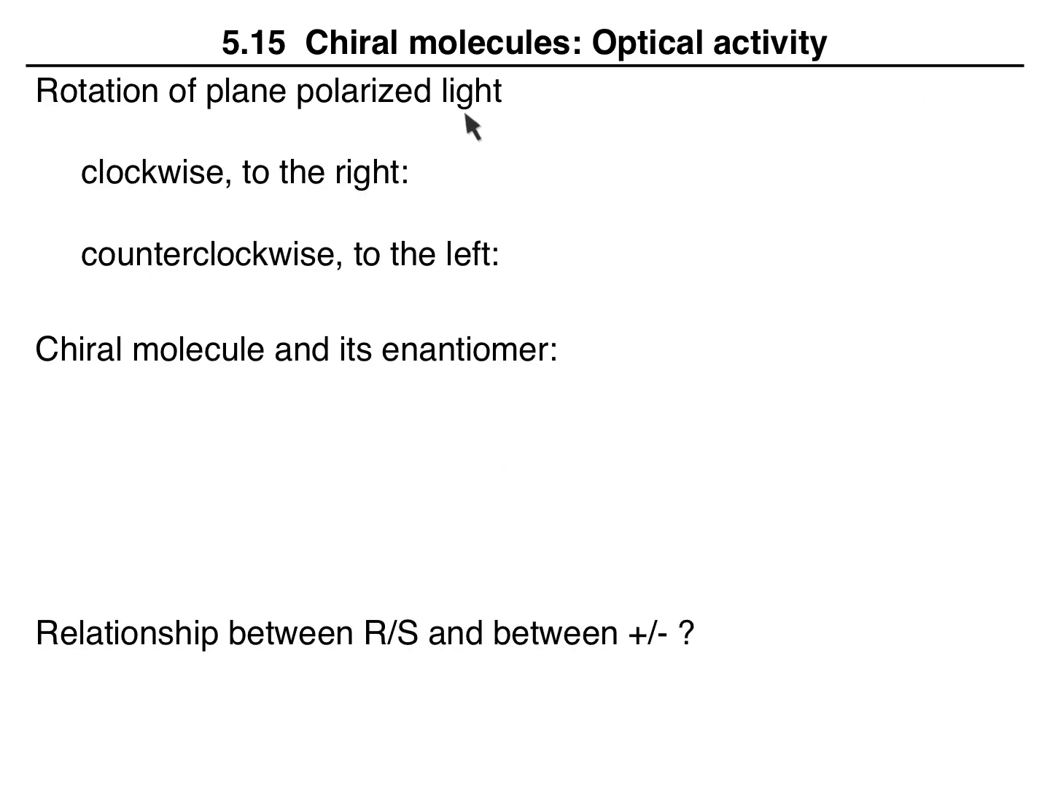As we think about the rotation of plane polarized light, a compound that rotates the light clockwise to the right is called dextrorotatory, and a compound that rotates the plane polarized light counterclockwise or to the left is called levorotatory.